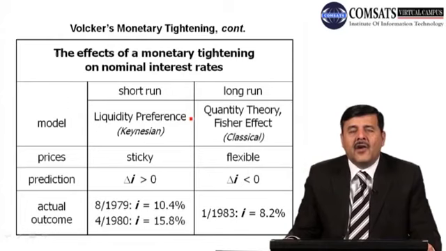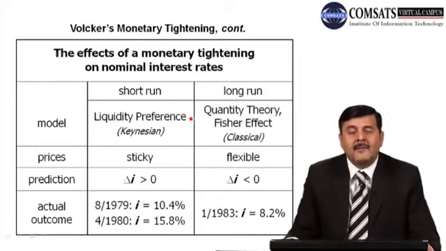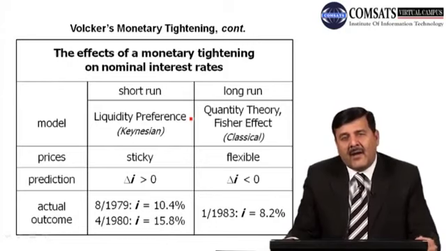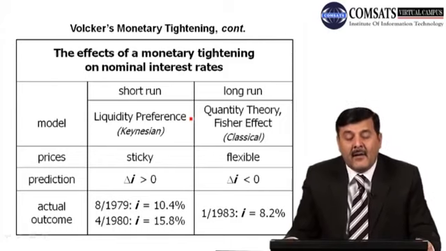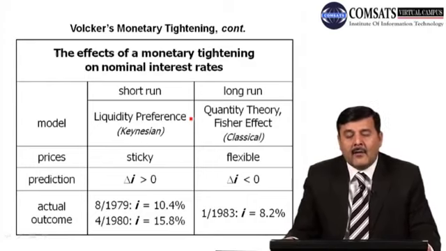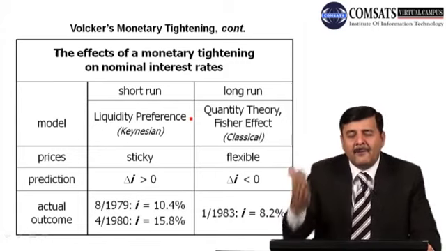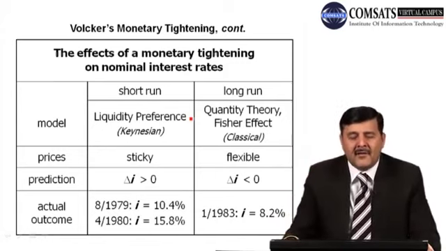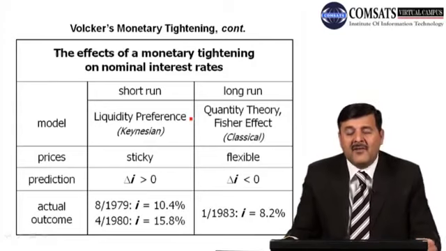What is the prediction? The change in investment is positive in the short run when prices are sticky in the case of Keynesian, but in the long run, when prices are flexible, the change is negative. Sorry, this is not investment, this is the nominal interest rate. So in the case of Keynesian economists, the prediction is that the nominal interest rate will increase. And if we talk about classical economists, this policy which Volcker adopted affects the nominal interest rate negatively. Now, what would be the actual outcome?